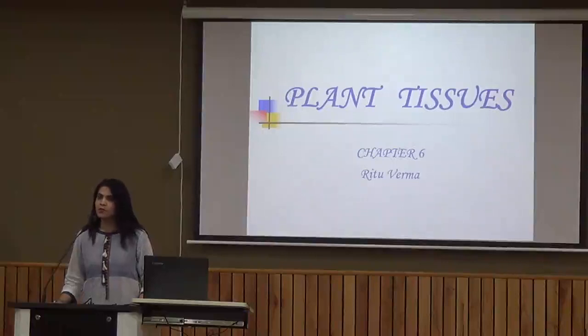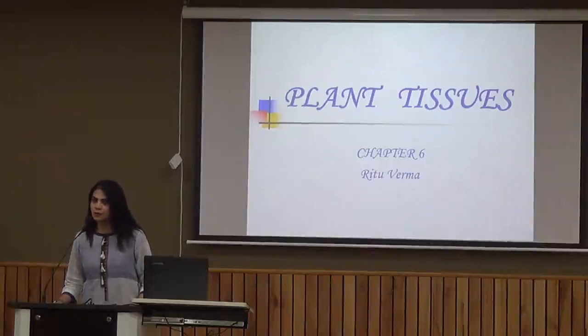So students, first of all we are going to start with the first type of tissue, that is plant tissue. Before we start with both types of tissue, plant tissue and animal tissue, we should all be aware of the difference. What is the basic difference between plant and animal tissue?